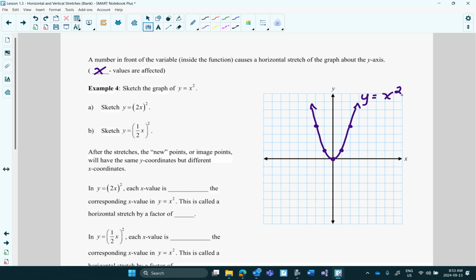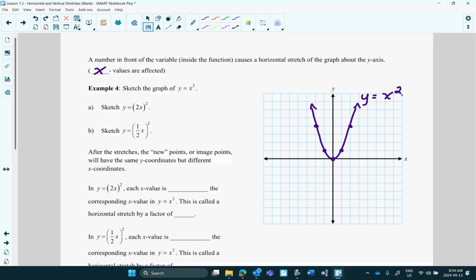Now notice the difference here. The 2 in the vertical stretch, there was no parentheses. The 2 was before the x squared. But here, the 2 is with the x squared in parentheses. So in the previous one, we always did x squared and then times 2. This one, we do times 2 and then square it because of those parentheses. Same with the half x squared. So let's just do a table of values.